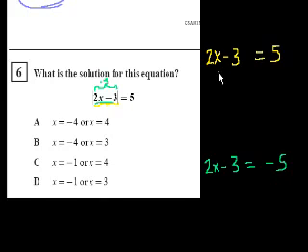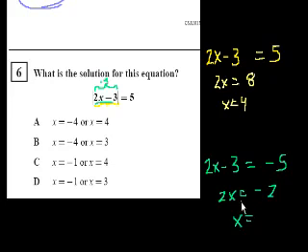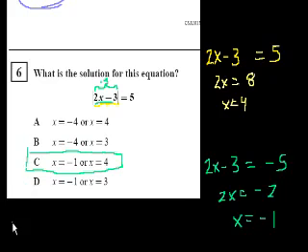If you add 3 to both sides of this one, you get 2x is equal to 8, x is equal to 4. On the second one, you add 3 to both sides, you get 2x is equal to minus 5 plus 3 is minus 2. X is equal to minus 2 divided by 2 is negative 1. So x could be equal to 4, or x could be equal to negative 1. And that is choice C. X is negative 1, or x is equal to 4. Next problem.